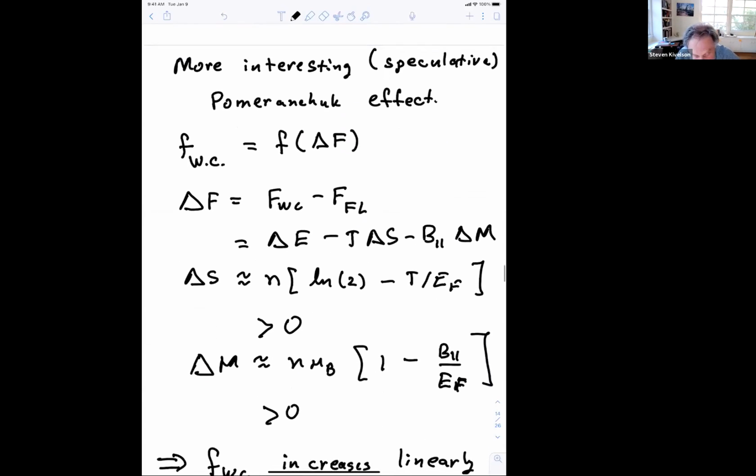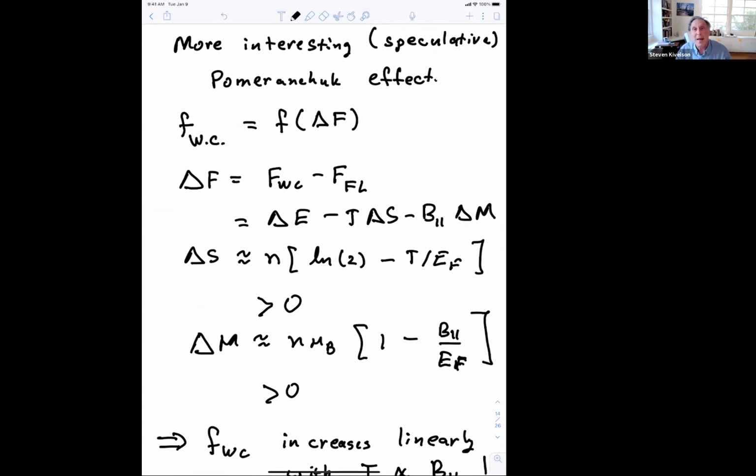So let me end by talking about the Pomeranchuk effect and how this might lead to interesting behaviors. Suppose we form a microemulsion phase. The important characterization of that microemulsion phase is going to be the volume fraction or area fraction of the system that's a Wigner crystal.